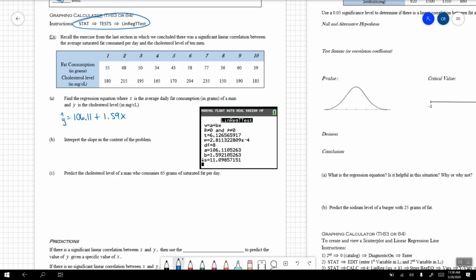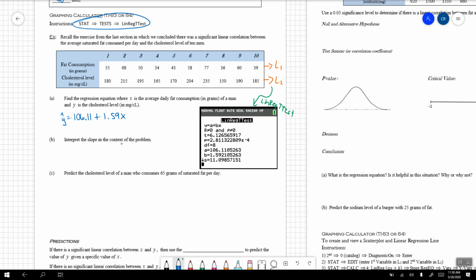Awesome. So find the linear regression equation where x is the average daily fat consumption. This is just telling us that this is going to be your explanatory variable, in other words, L1. So all of this was L1, and y is the cholesterol level in milligrams per centiliter, which was list 2. Once we enter this, we use the linear regression t-test, and we extract what we have given here.